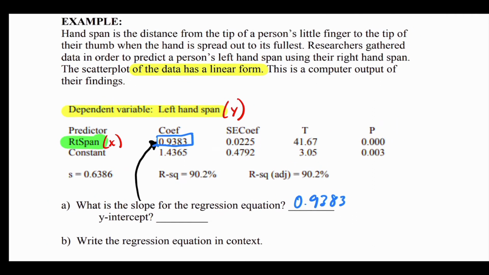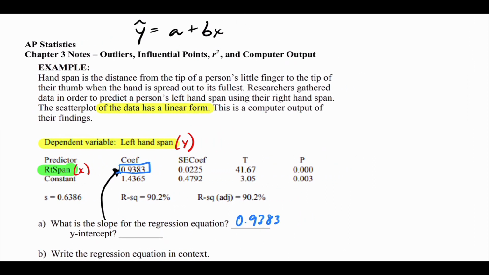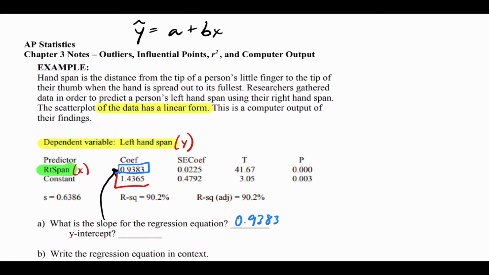Now the y-intercept doesn't have a letter with it. It's by itself, right? It's always by itself. So that coefficient is a constant. Right below where it says right hand span, it says constant. So you look at the constant coefficient, that is the y-intercept. That's where you're always going to find the slope and the y-intercept.